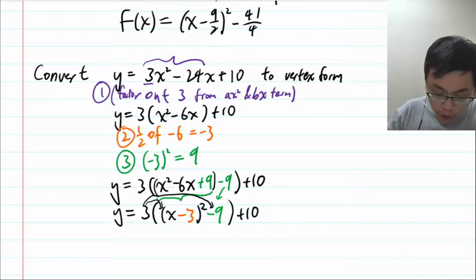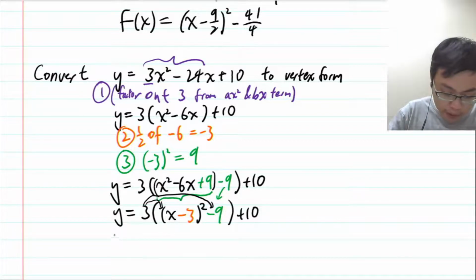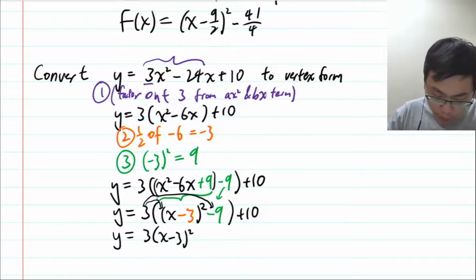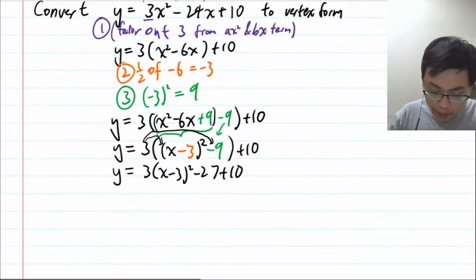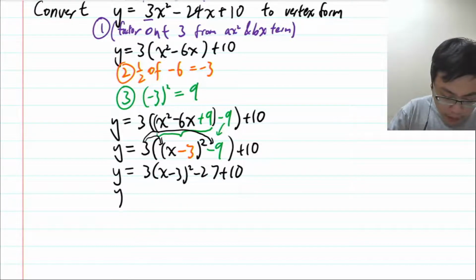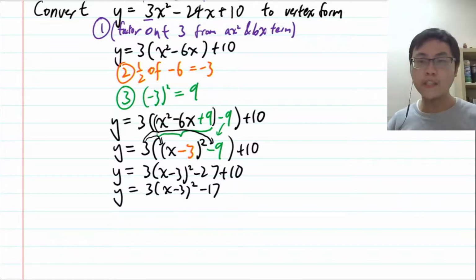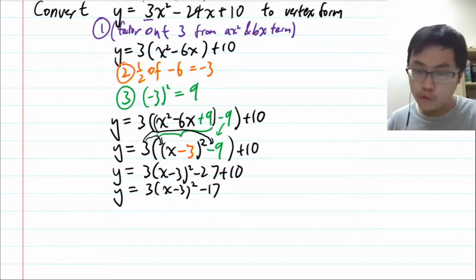Okay, so we're just going to open up the first set of brackets, the outermost set of brackets. So this becomes y equals 3 bracket x minus 3 whole squared minus 27 plus 10, and then we're just going to combine the minus 27 and plus 10, so that this becomes y equals 3 bracket x minus 3 whole squared, and this will be minus 17. Okay, so we have successfully converted this into vertex form.